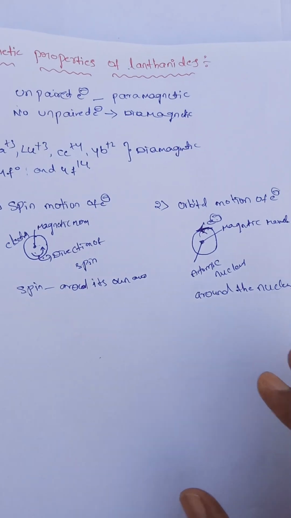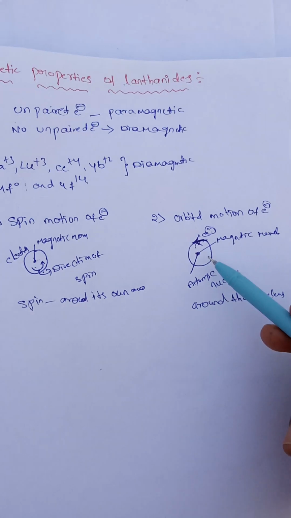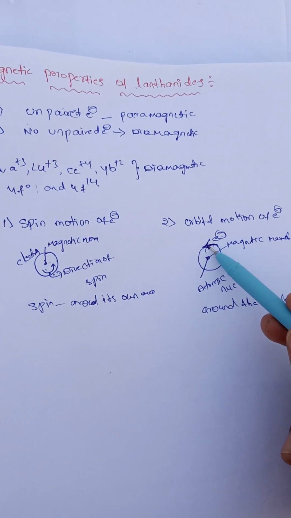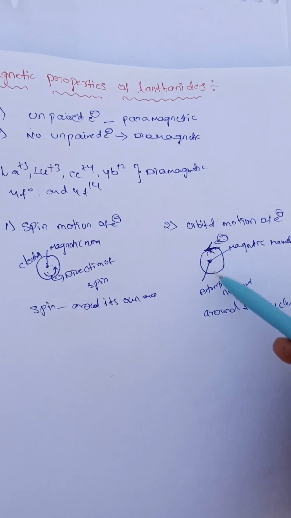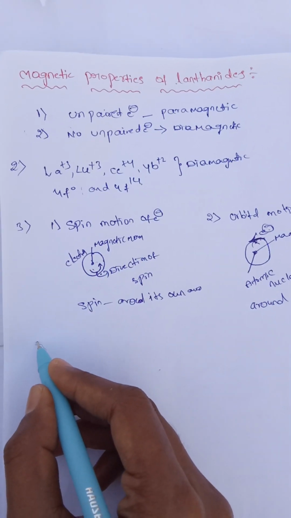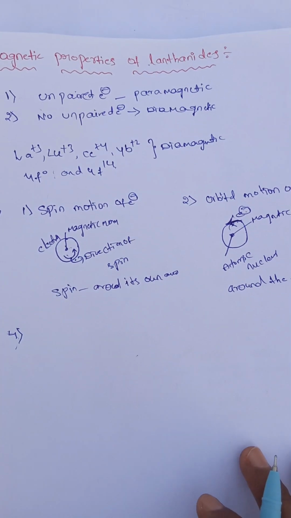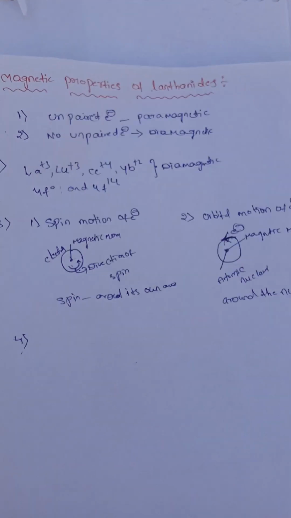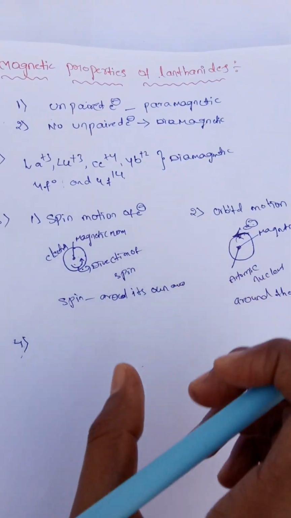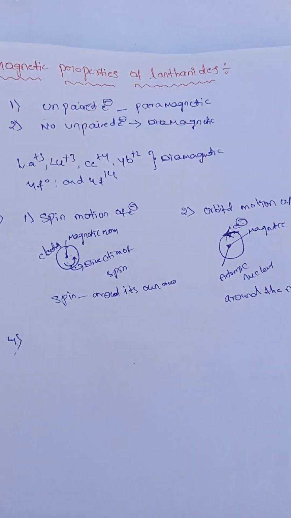Coming to orbital motion of electrons, this is the atomic nucleus. Around the nucleus, when the electron is passing through the orbital around the nucleus, this is the orbital motion of the electron. And coming to the fourth point, the magnetic properties of lanthanides. The observed magnetic moment is present in both the spin and orbital motion.